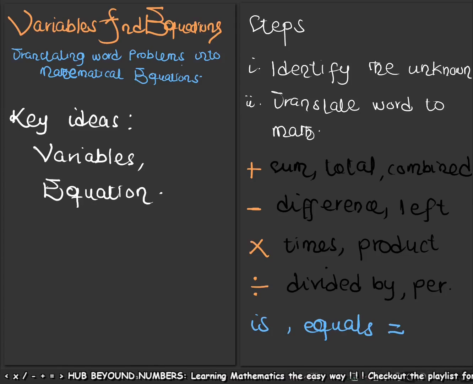All right. So after identifying your unknown and then translating your words into the mathematical form, you now solve the equation. But for this lesson, we are just going to change the word problems into the mathematical forms. So let's look at a few examples here.